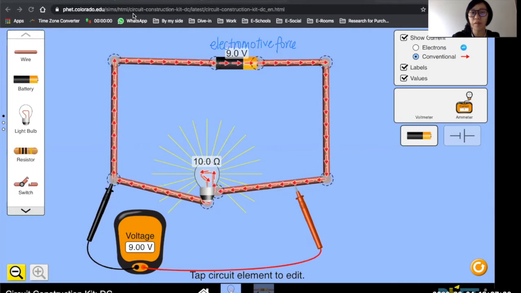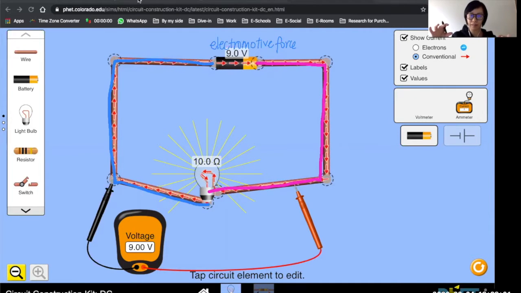For example, this part of the wire connecting the battery and the light bulb, I'm going to color the entire wire pink. And the part that connects the other terminal of the battery to the light bulb, I'm going to color blue. The wires that are colored the same color will be at the same potential. It's like the same level.